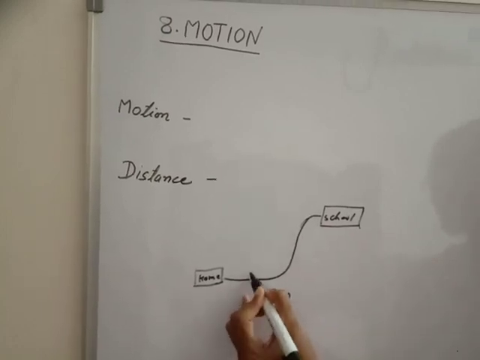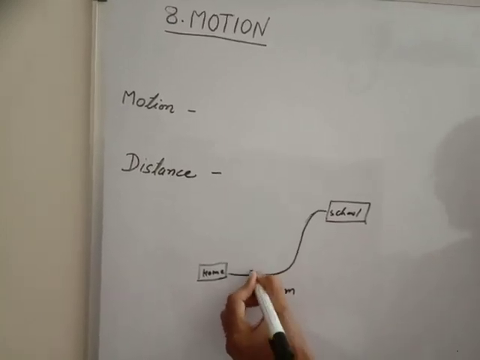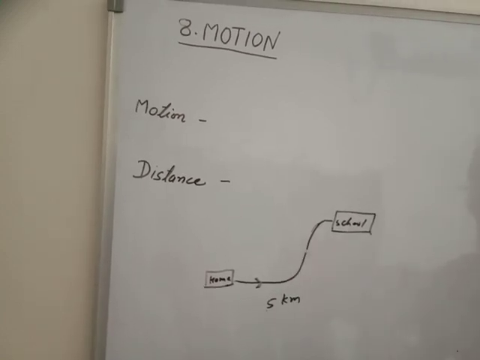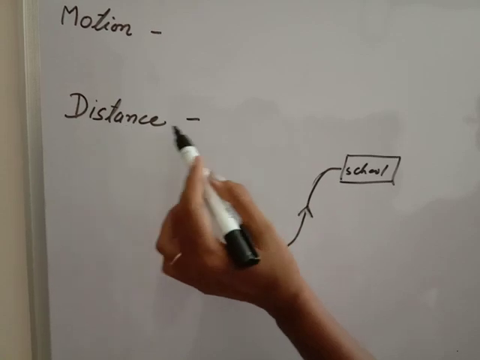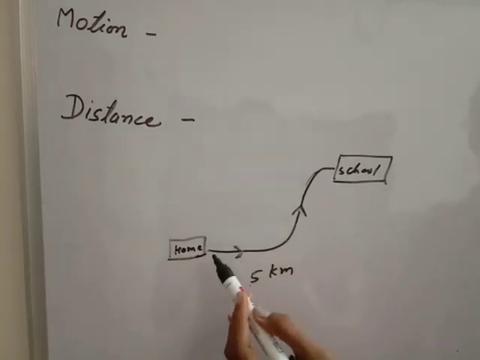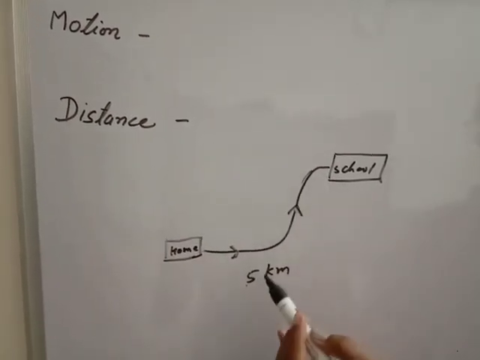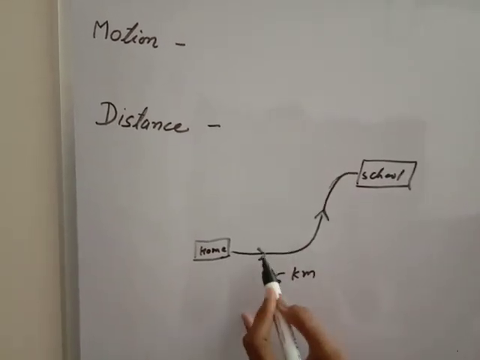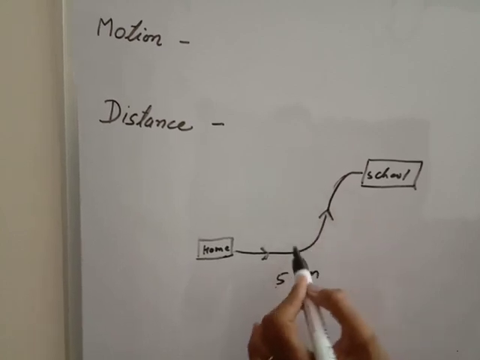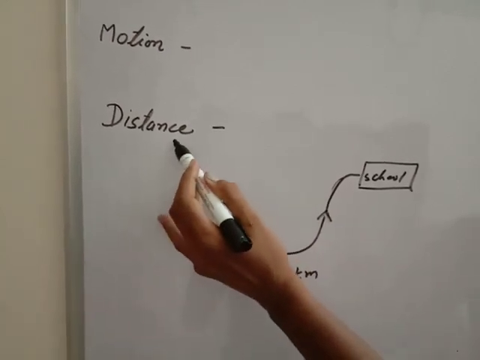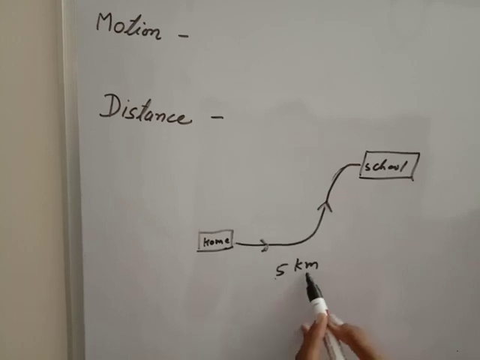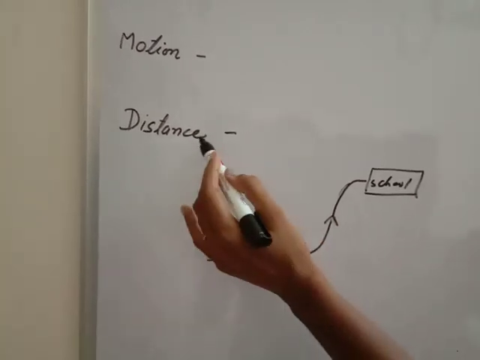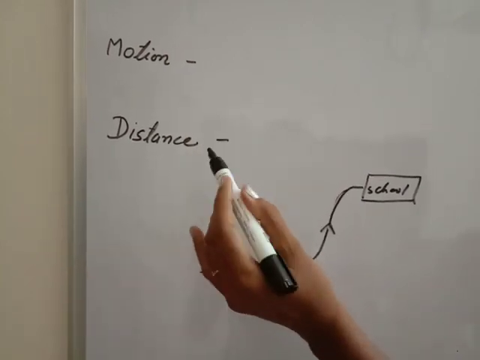So here the direction is not fixed. In the beginning, the direction is like this. After that, the direction changes in this manner. So distance means the actual path covered by an object. Now here, the direction is not fixed. So direction keeps on changing. So we say that distance is a scalar quantity. It has only magnitude. So we say that distance means 5 kilometers. But direction keeps on changing. So it doesn't have the direction. It is a scalar quantity.